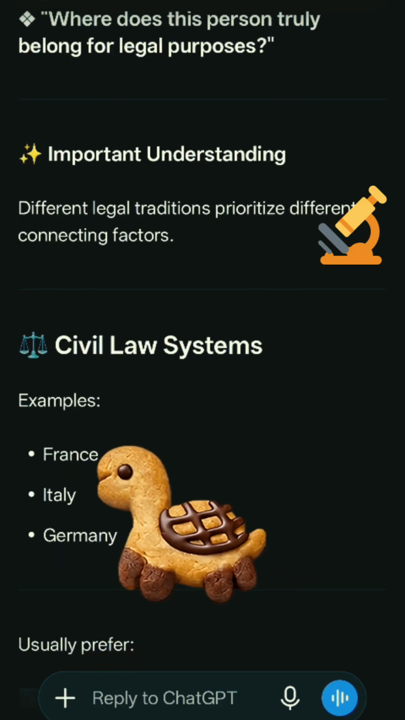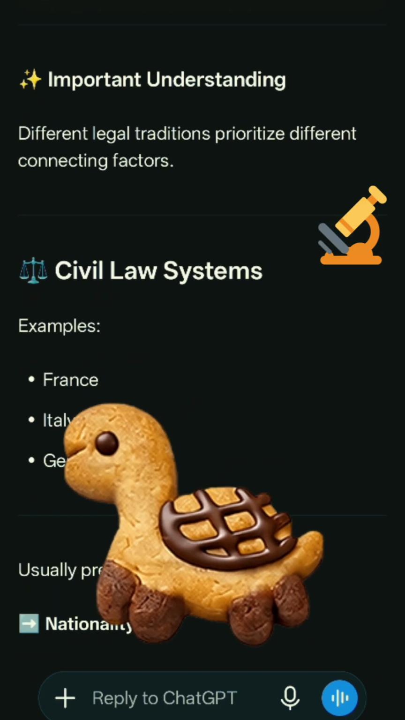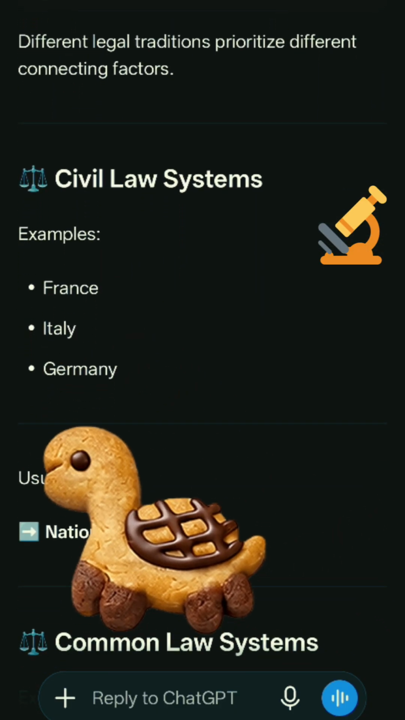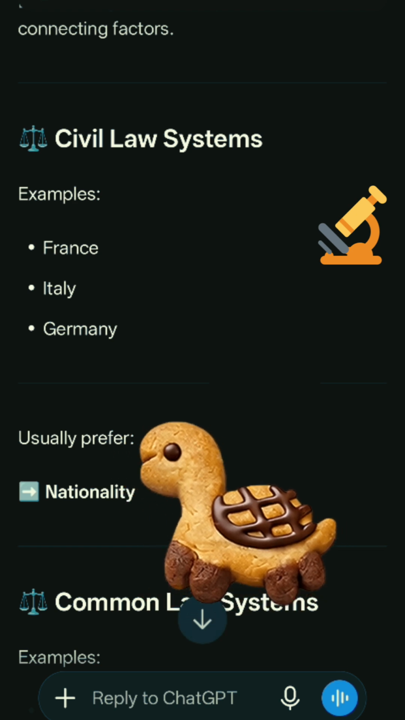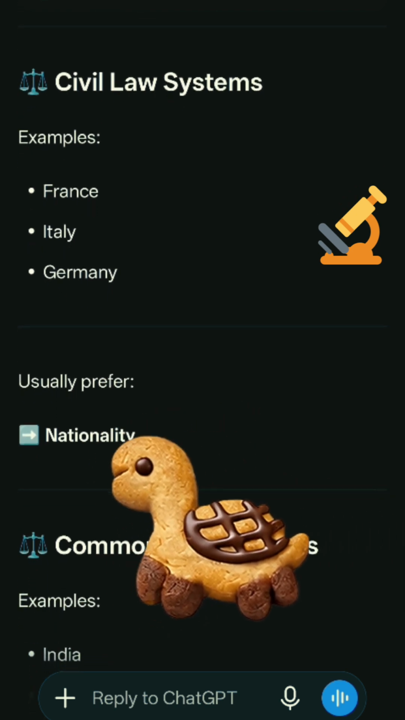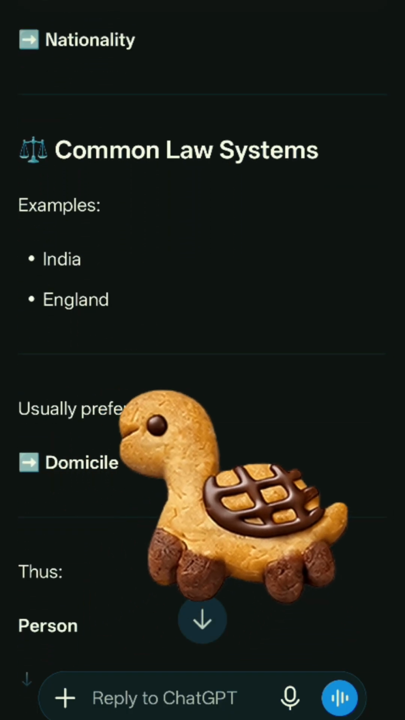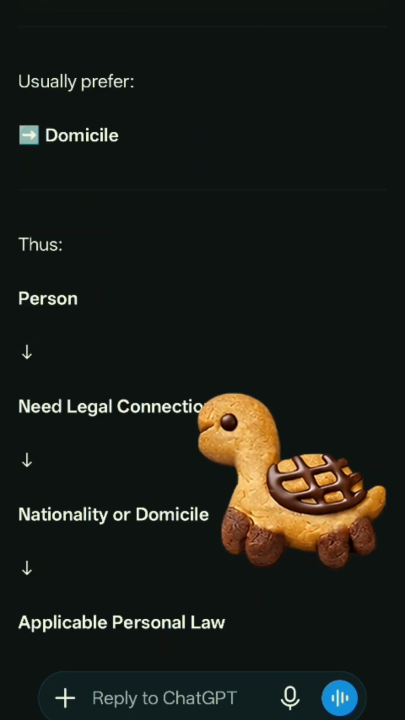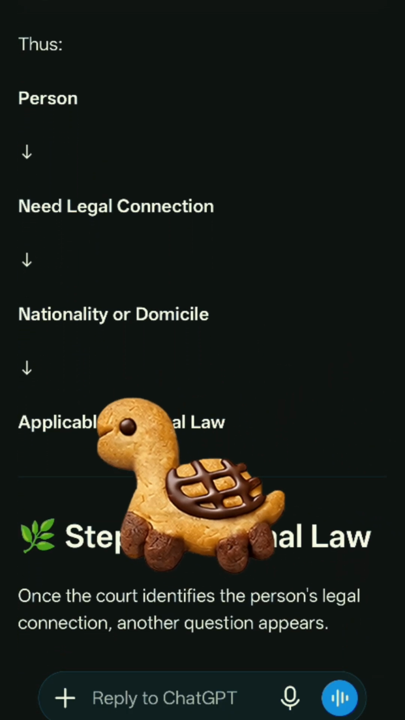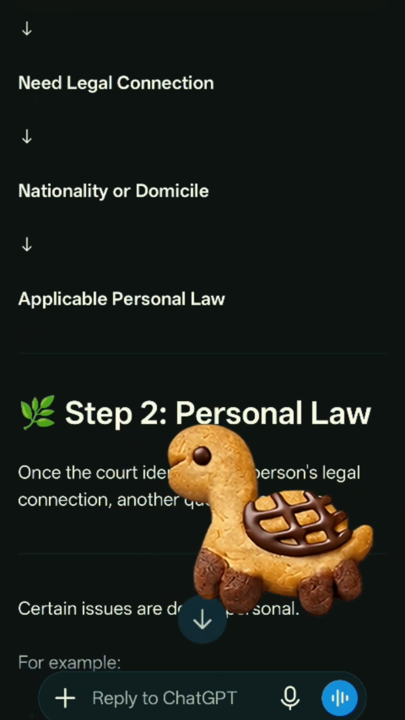Important understanding, different legal traditions prioritize different connecting factors. Civil law systems, examples France, Italy, Germany, usually prefer nationality. Common law systems, examples India, England, usually prefer domicile. Thus, person needs legal connection. Nationality or domicile, applicable personal law.